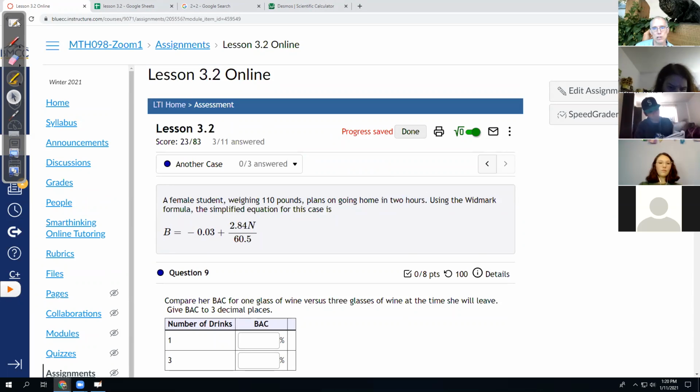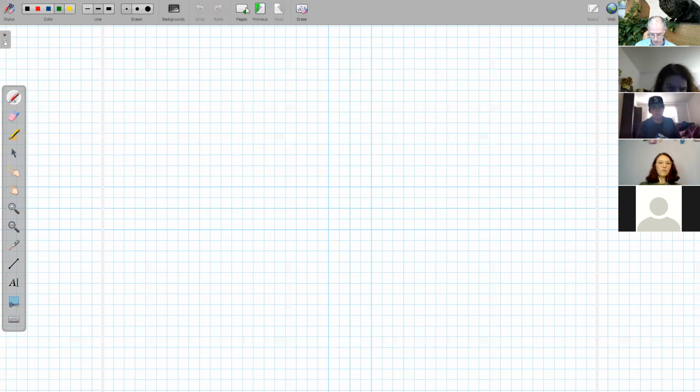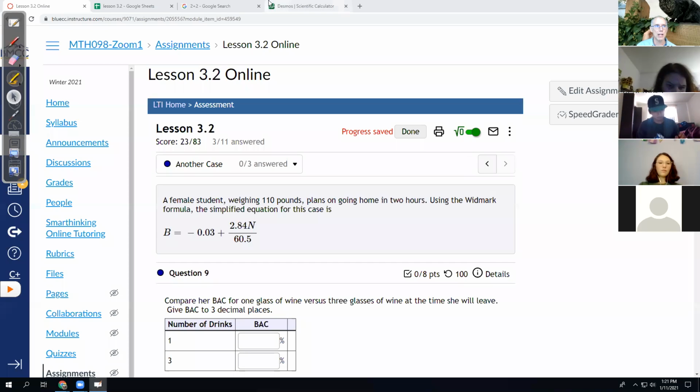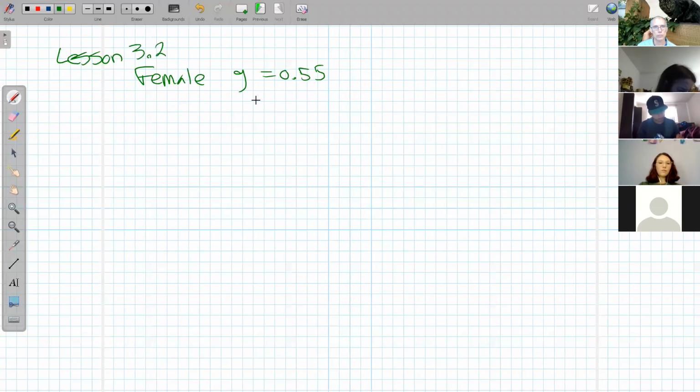So, new page. This is for the second problem, page 3, lesson 3.2. We've got a female, which means G is going to be 0.55, and she was 110 pounds. So W is 110, and then this time we're given T is 2 hours, but we don't know how many drinks. We're going to play around with that.